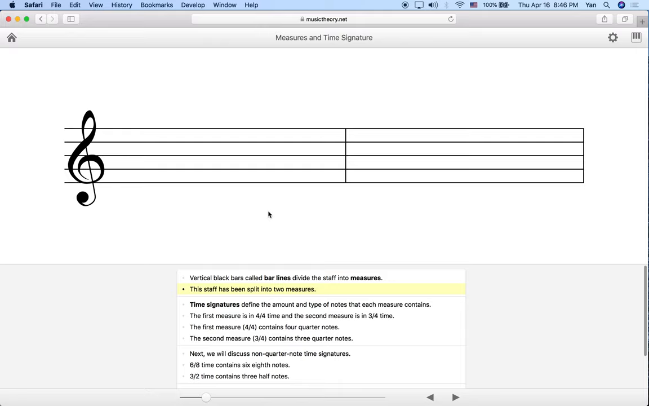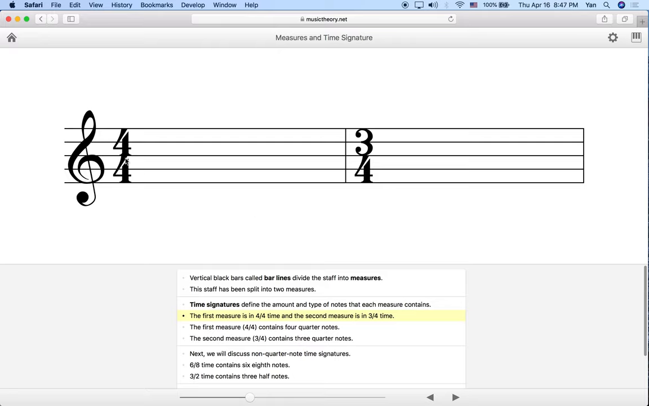Time signatures are going to tell us the amount and type of notes that each bar or each measure can have. So let's talk about one of the most common time signatures, which is going to be 4-4. And let's also talk about 3-4, since they're pretty similar.